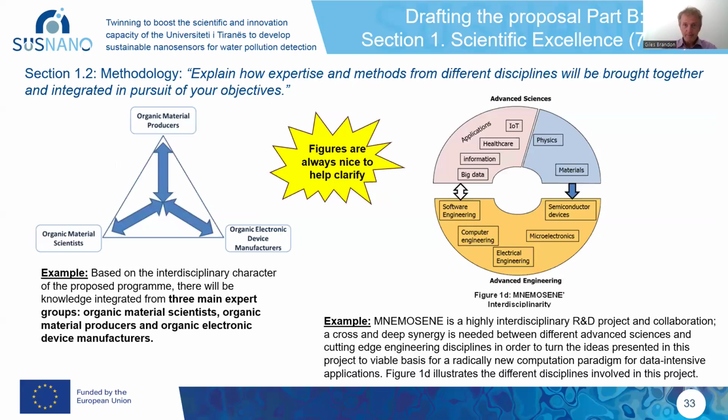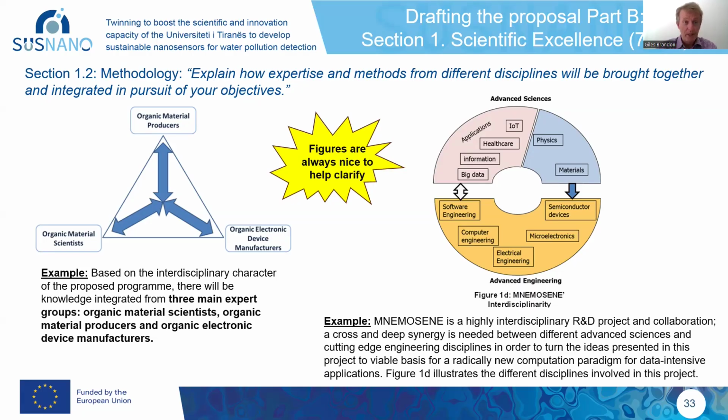Then lastly, on section 1, scientific excellence. Still in section 1.2 methodology, the Commission says explain how expertise and methods from different disciplines will be brought together and integrated in pursuit of your objectives. Now here I'm illustrating two examples. The one on the left was a simple figure. This was from a Horizon 2020 Marie Sklodowska-Curie action called RISE, Research and Innovation Staff Exchange. So I wrote the proposal.